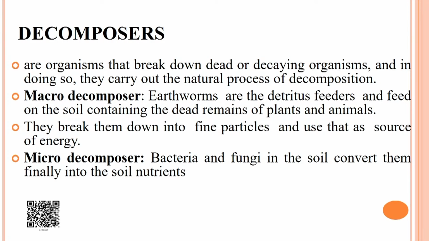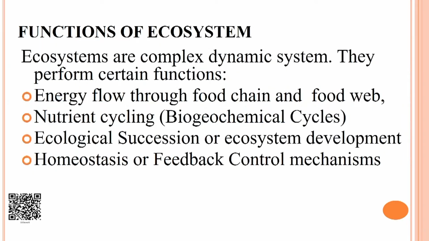Macro decomposers include our earthworm. They are detritus feeders and feed on the soil containing the dead remains of plants and animals. They break them down into fine particles and use them as a source of energy. Micro decomposers are fungi and bacteria. They are in the soil. They convert them finally into soil nutrients.